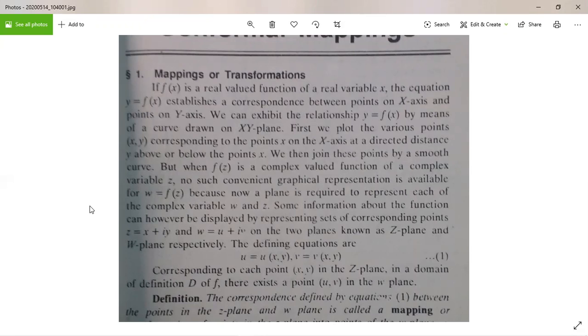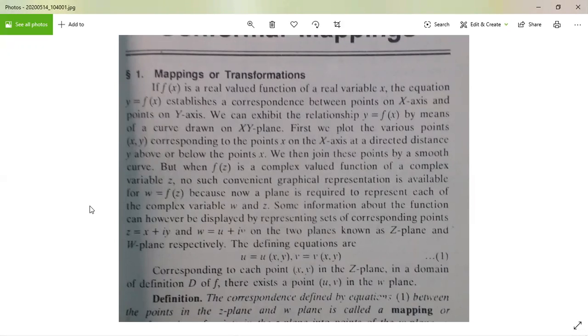If f of x is a real valued function of one variable, a real variable x, the equation y equals f of x establishes a correspondence between points on the x-axis and the points on the y-axis. We can exhibit the relationship y equals f of x by means of a curve drawn in the xy plane. First, we plot the graph at various points of xy corresponding to the point x on the x-axis at a directed distance y above or below the point x. We then join these points by a smooth curve.